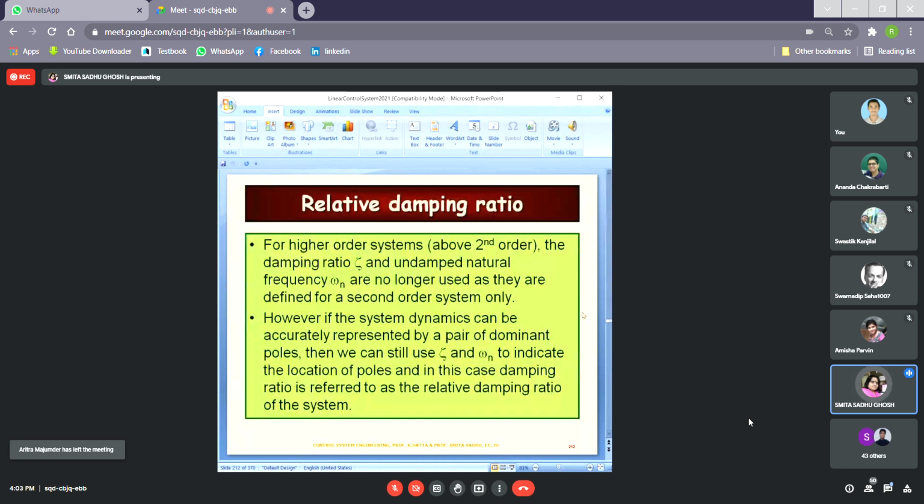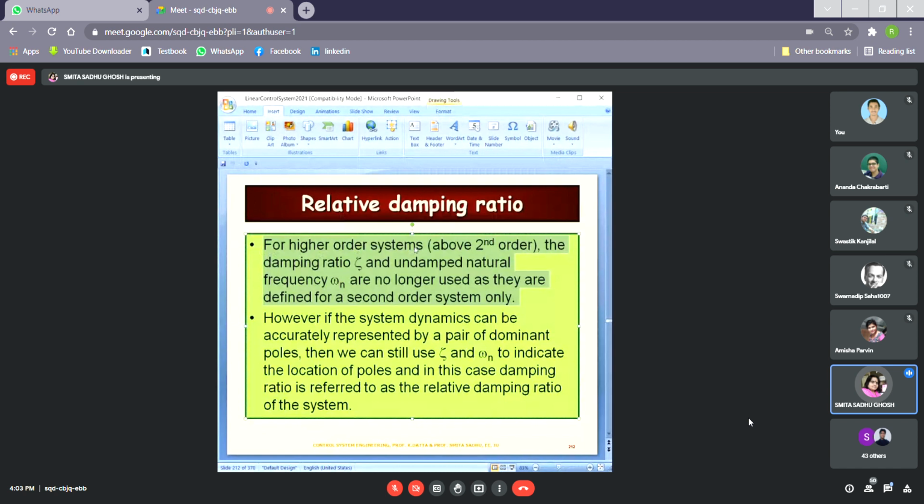One more thing, relative damping ratio. Now, in systems which are higher ordered, higher than second order, these systems are basically approximated by a second order system, and then the damping ratio of such a second order system, which is replacing the original higher order system, is called the relative damping ratio.